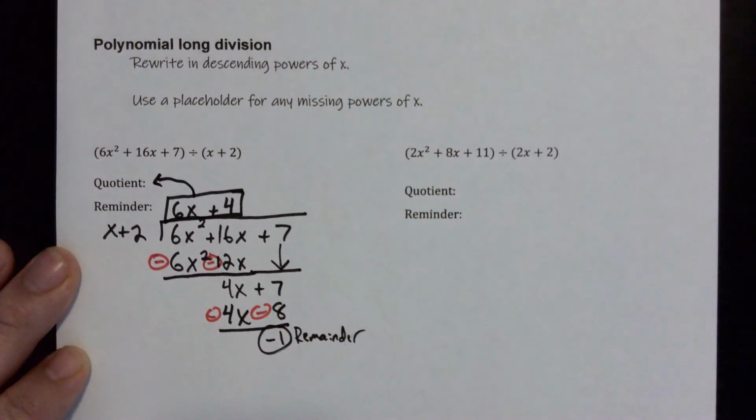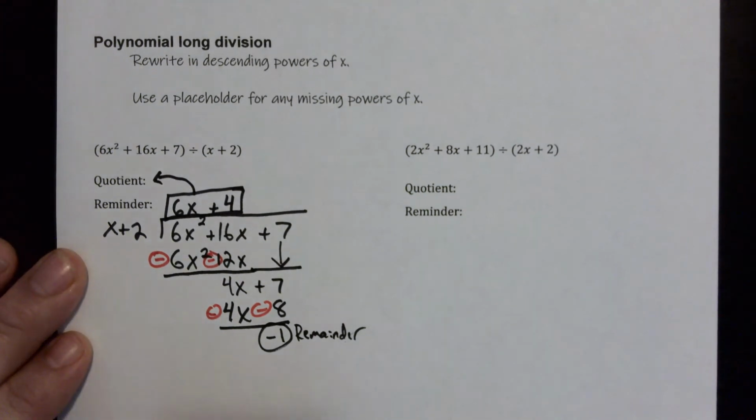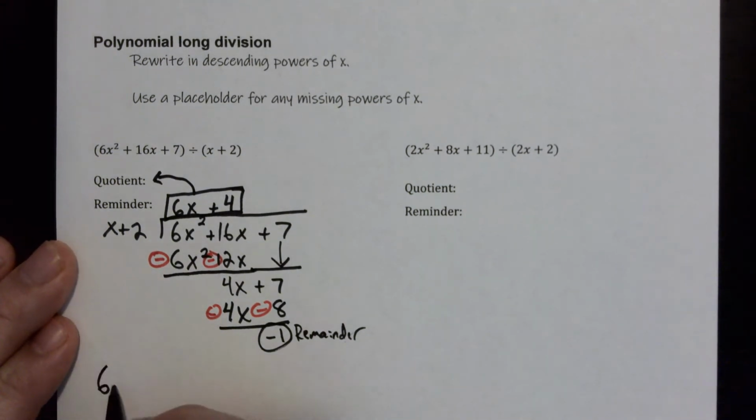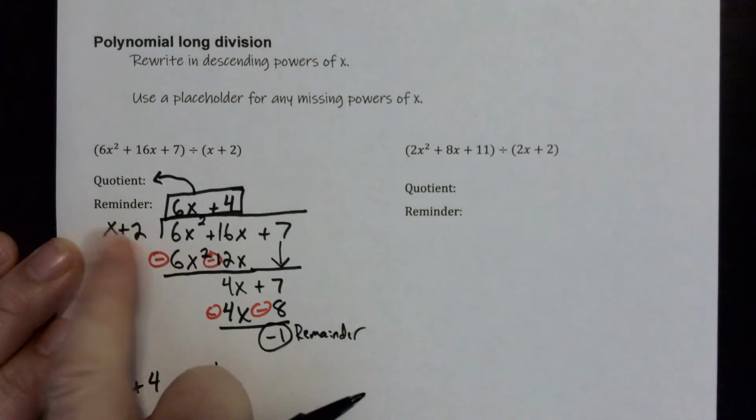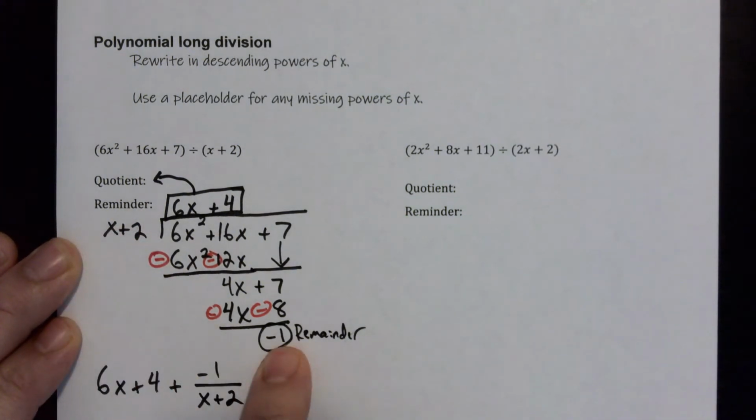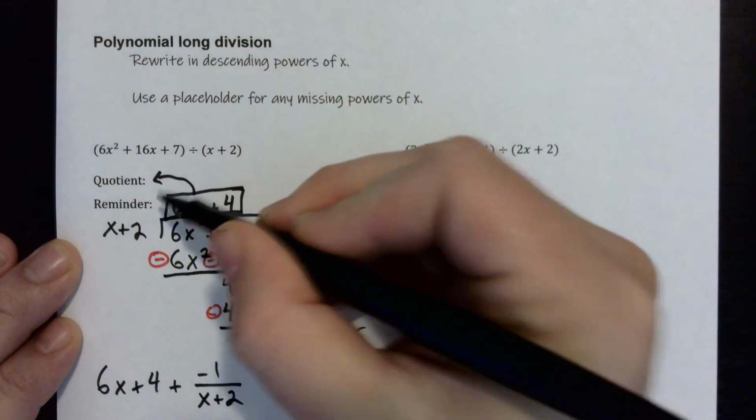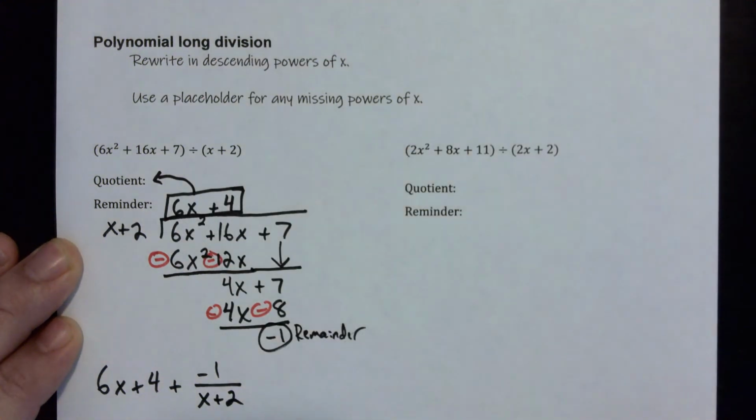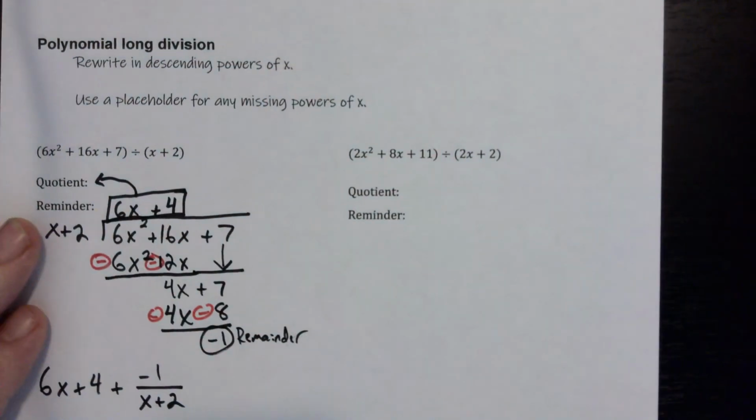Okay, and if you want to write it in the proper form, here's how you would write it. 6x plus 4 plus a negative 1 divided by x plus 2. X plus 2 was the original thing we were dividing by. This was our remainder. Okay, so we could not get rid of this, so we have to put that underneath right there. Okay, so this is your answer. Okay, but if you want it written in quotient and remainder form, the quotient is 6x plus 4 and the remainder is negative 1. All right, let's do the next one over here.